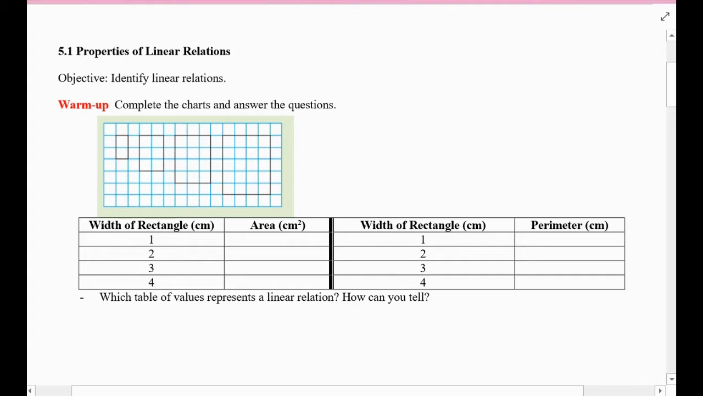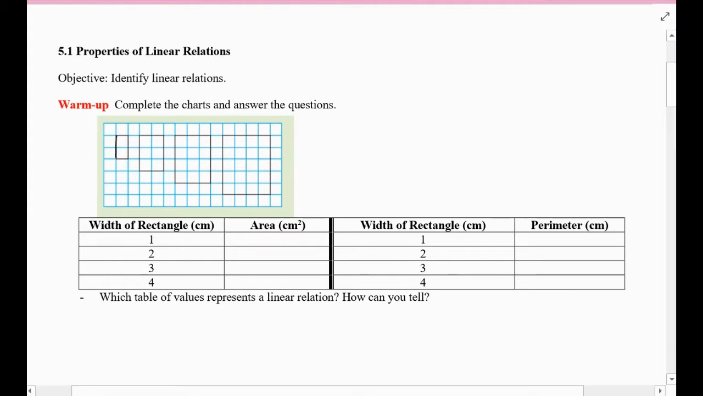Today we're going to learn properties of linear relations. So we're going to learn how to identify linear relations. Right. So look at the warm-up question. Complete the charts and answer the questions.